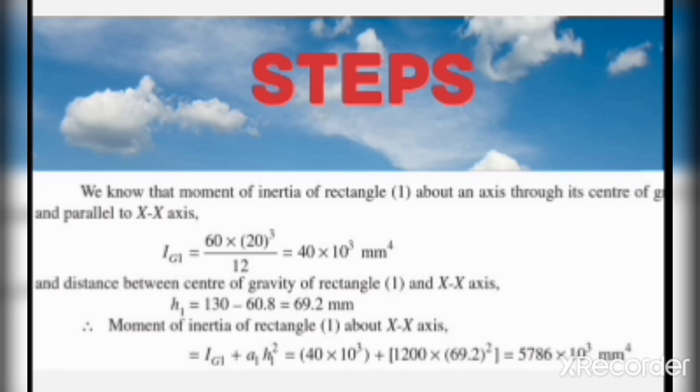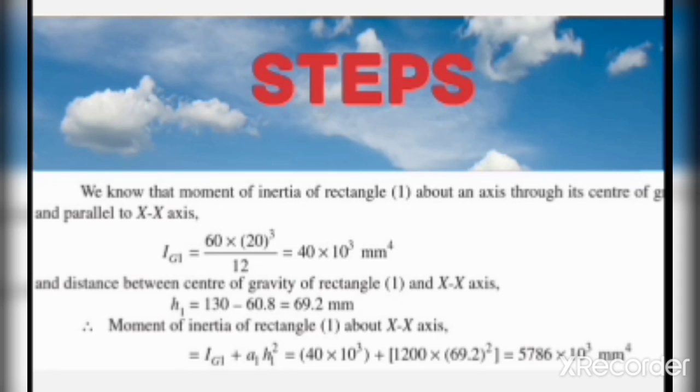By using that theorem, we find the moment of inertia of rectangle 1 about the x axis as shown in the figure. I_x1 equals I_g1 plus area 1 into h1 square, which equals 40 into 10 power 3 plus 1200 into 69.2 square, which equals 5.786 into 10 power 6 mm power 4, or 5786 into 10 power 3 mm power 4. This is the first step. Here we are finding the moment of inertia of rectangle 1 about the x-axis.